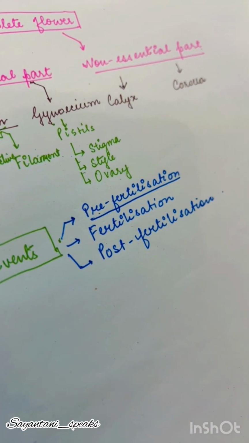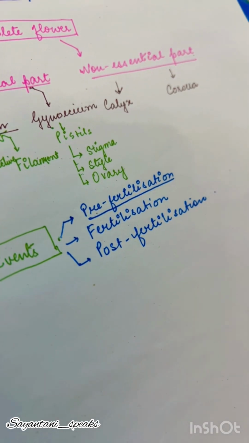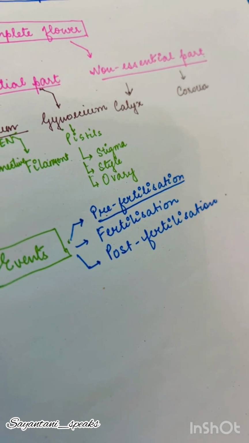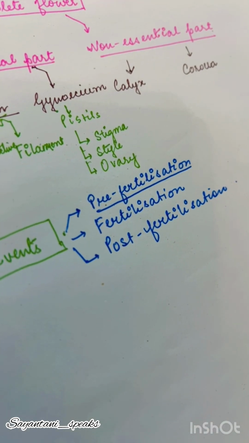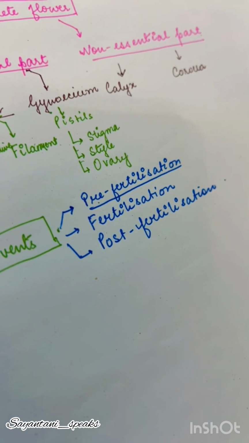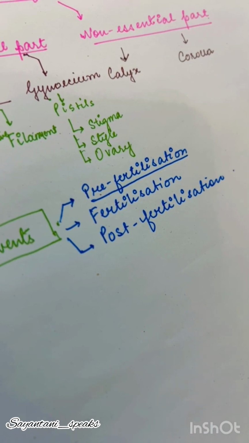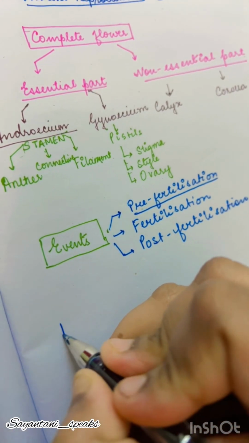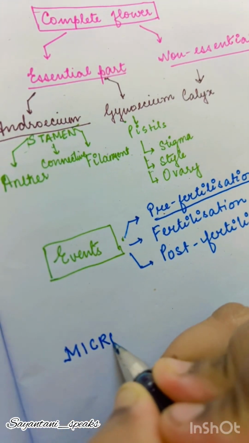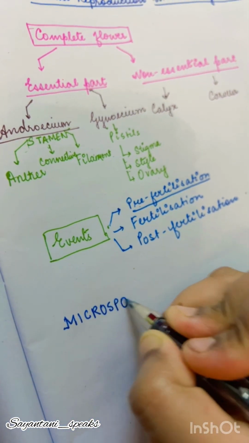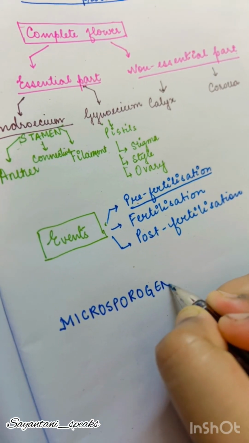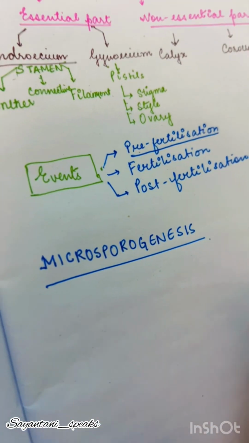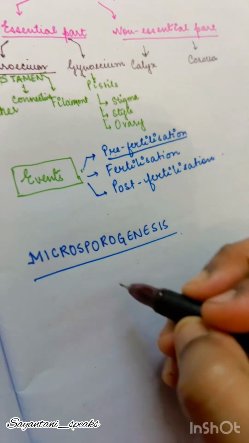The pre-fertilization events comprise the formation of the gametes, the male gametes and the egg, wherein the first topic we will go for is the pollen grain formation, or microsporogenesis. To discuss microsporogenesis, sporogenesis means formation of the microspore. So here we will be discussing the pollen grain first.